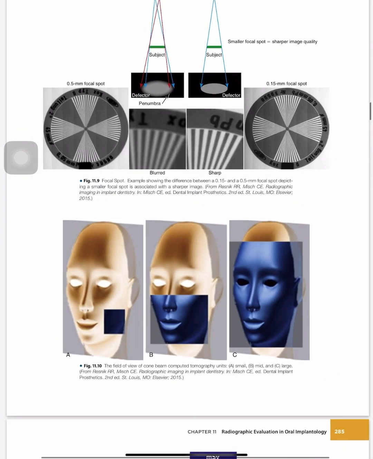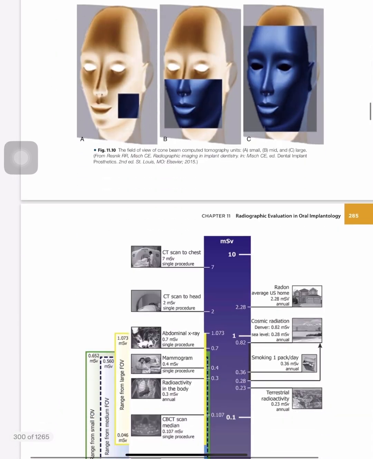So these are the fields of view. You can see the smaller field of view, the medium, and the larger field of view.